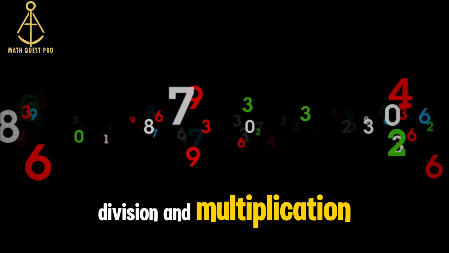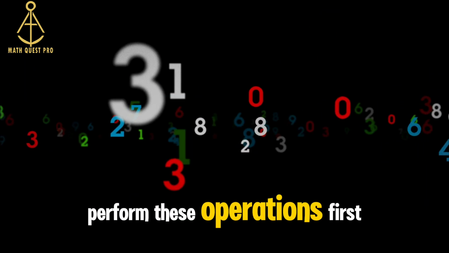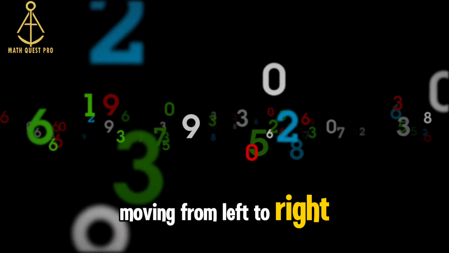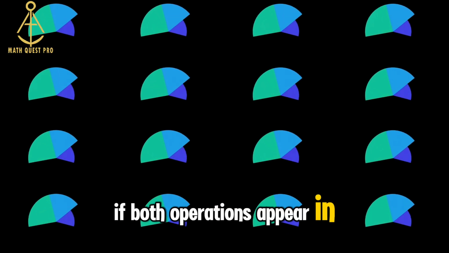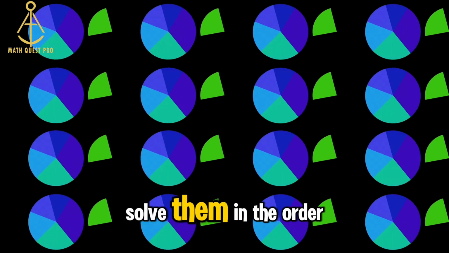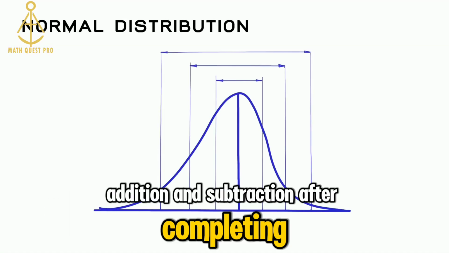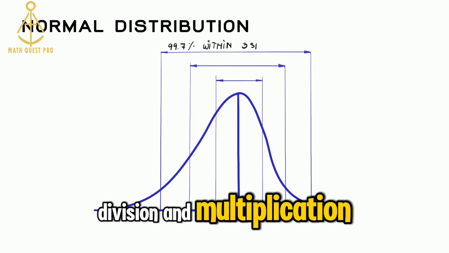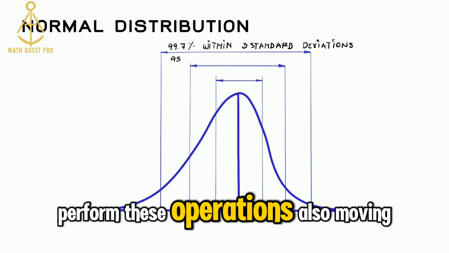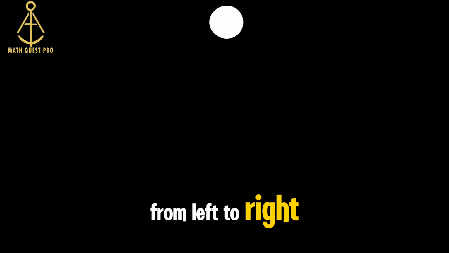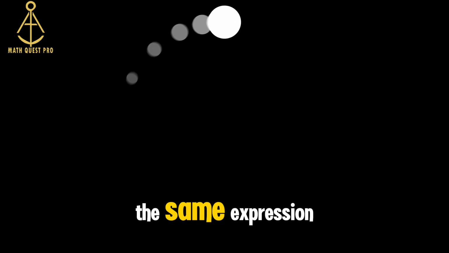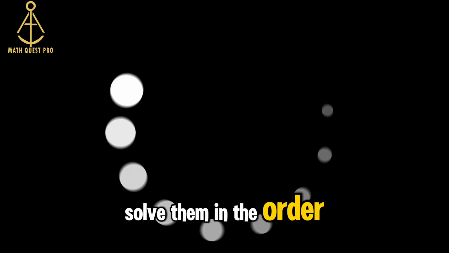Division and multiplication: perform these operations first, moving from left to right. If both operations appear in the same expression, solve them in the order they appear. Addition and subtraction: after completing division and multiplication, perform these operations, also moving from left to right. If both operations appear in the same expression, solve them in the order they appear.